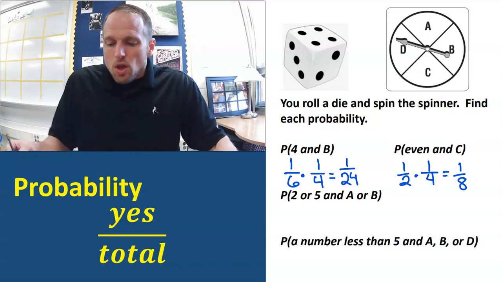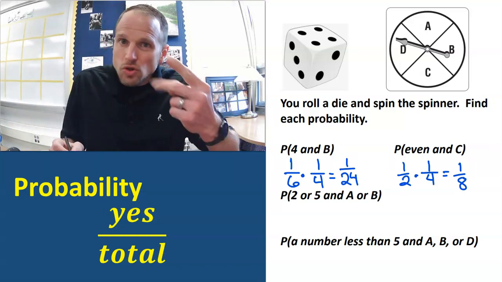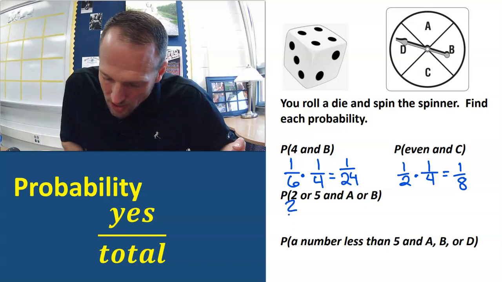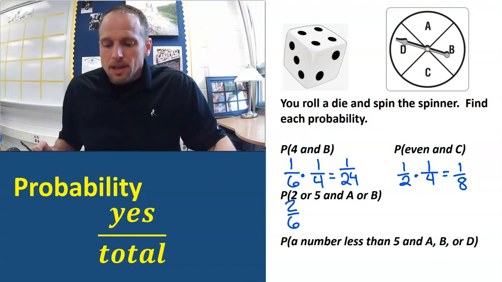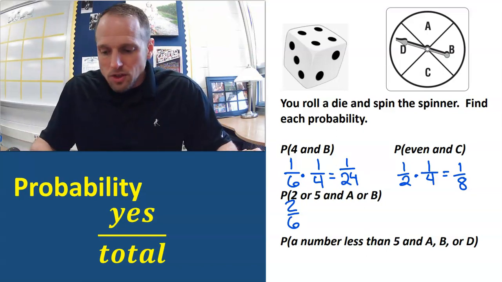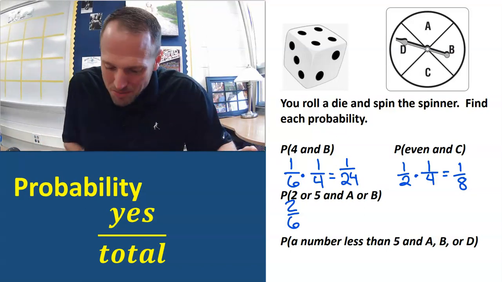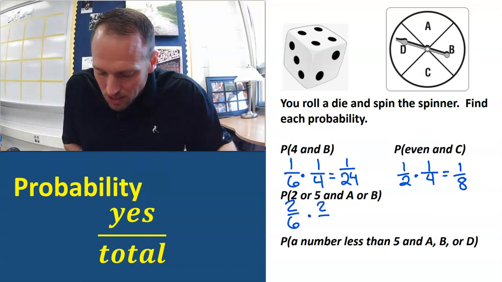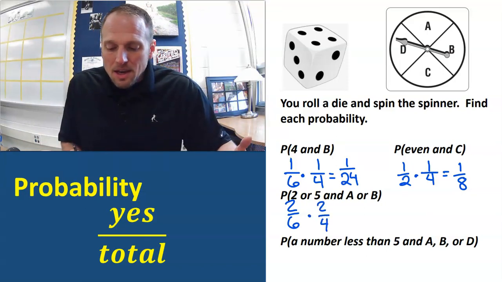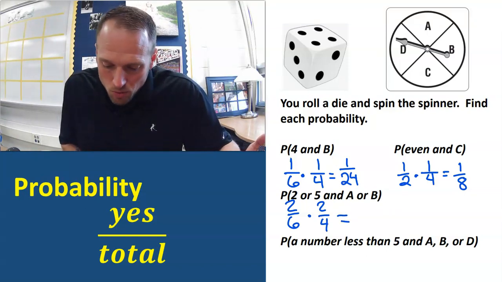Okay, next one. What's the probability of getting a 2 or 5 on our die? Well, there's a 2 and a 5, so that's going to be 2 out of 6. And what's the probability of getting an A or B on the spinner? Well, 2 ways to think about it. You can think about that as 2 out of 4, or you could think about that as 1/2. Maybe I'll go 2 out of 4. I think it's just a little bit easier to see. And we need to multiply these. Now, we can simplify these first if we want, or we can just multiply it.